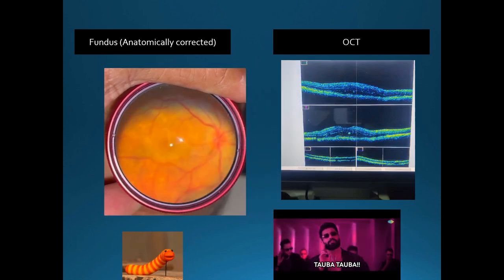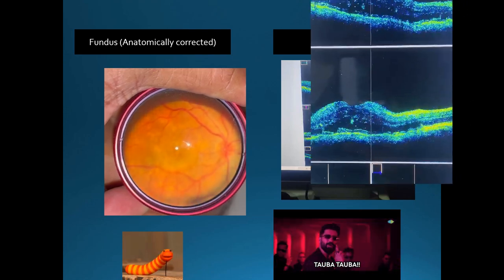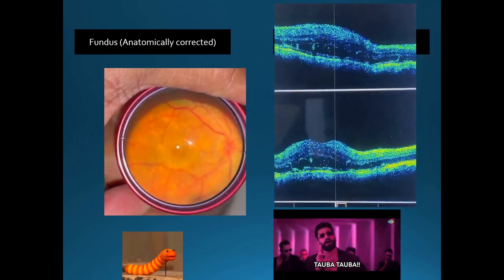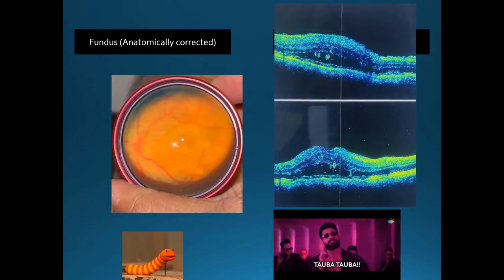This image shows motility of the worm, which can be demonstrated using the lens. The same motility of the worm can also be demonstrated in the OCT image on the right hand side.